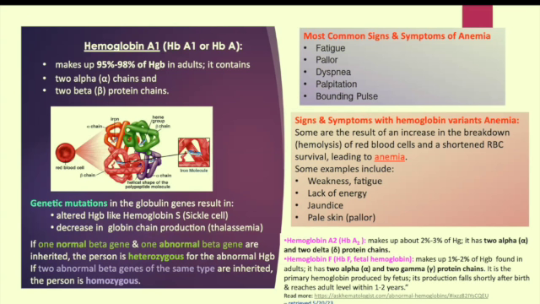The signs and symptoms for those patients, similar to those for any anemia, would be weakness, fatigue, lack of energy, and then you may see some jaundice due to the high amount of hemolysis occurring, and then pale skin and pallor. So there are some other hemoglobins, like hemoglobin A2 and hemoglobin F that you can read there. I also put the source of where I got this, as you can see right there. This is a really good site on this information, and I wanted to share it with you.